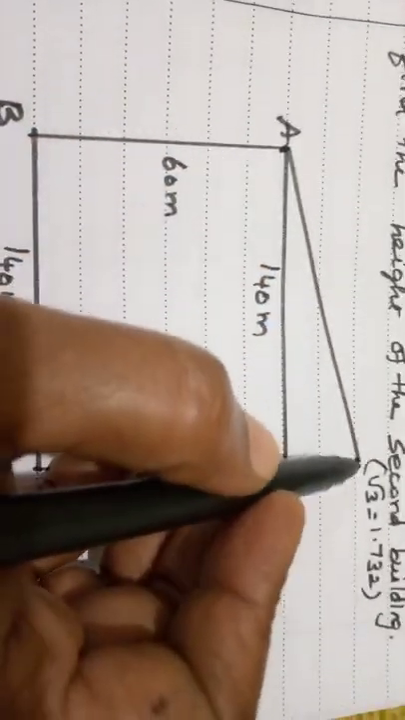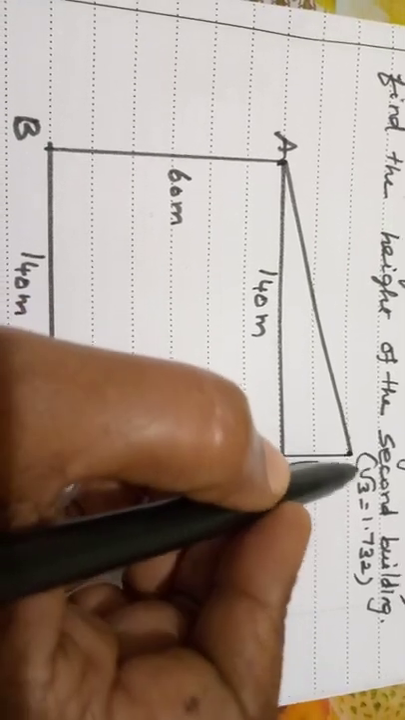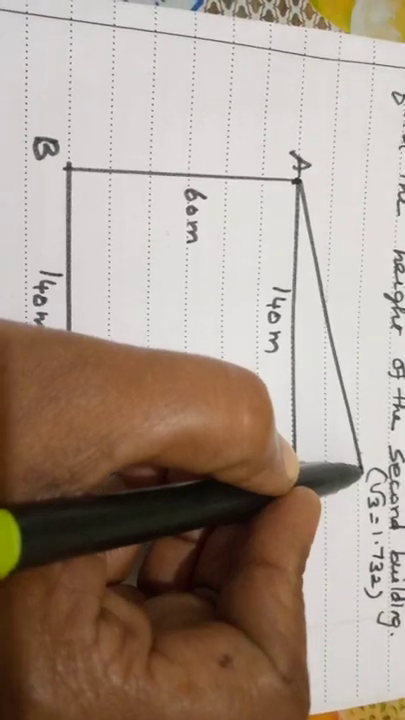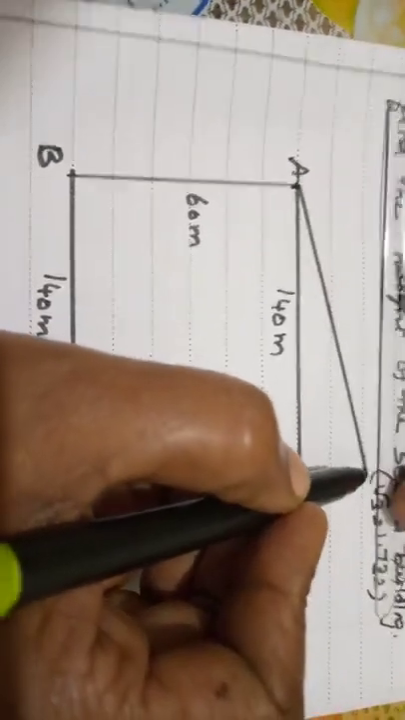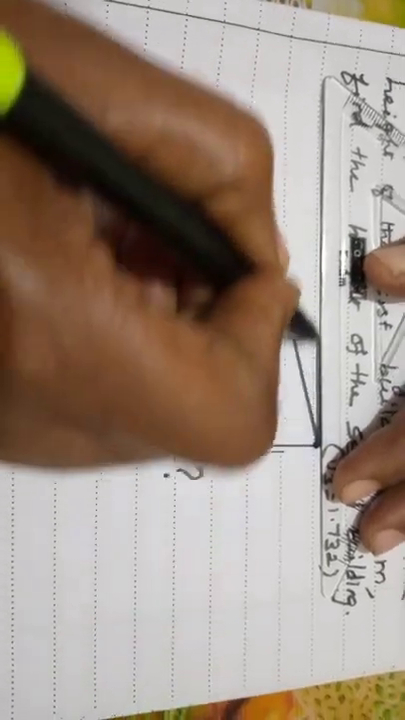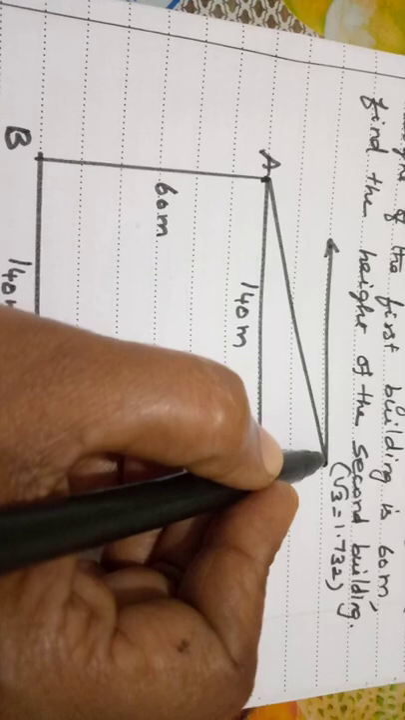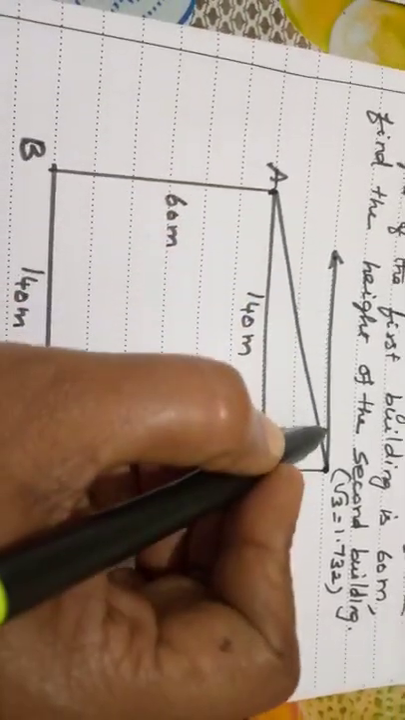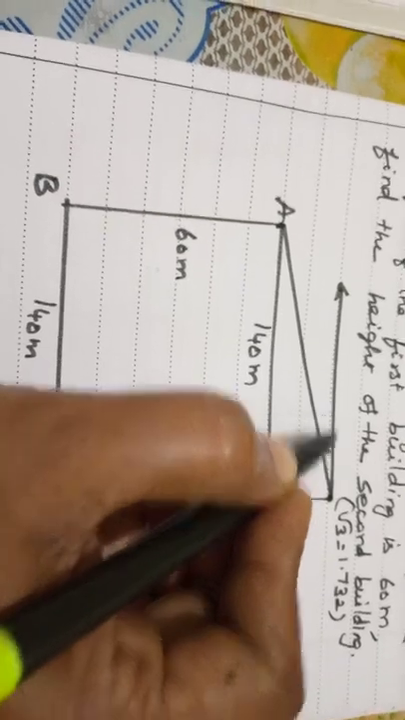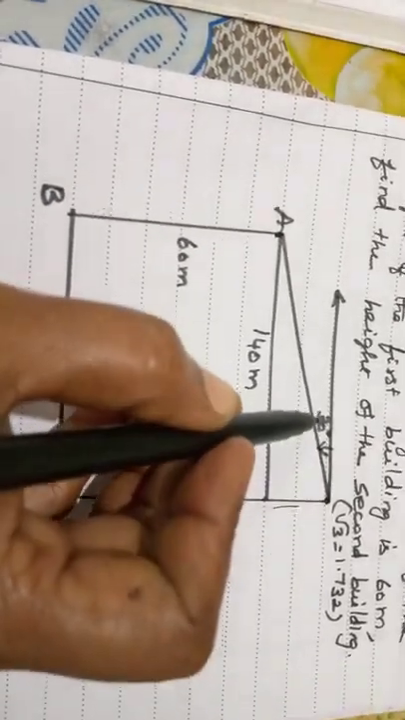Angle of depression is given through the eye level. It is the eye level. Through the eye level we have to draw the horizontal line. For angle of depression, the horizontal line, and then the line of sight. The angle between the line of sight and the horizontal line is known as the angle of depression. Okay, 30 degree, angle of depression.